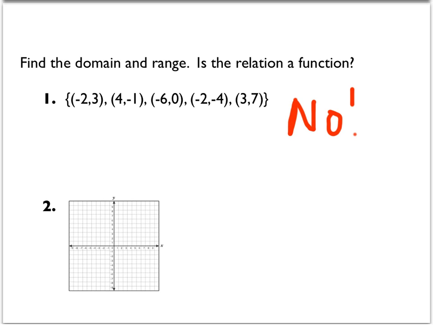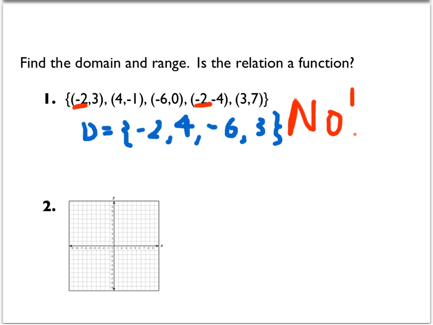And why is this not a function? Well, we have a couple x values that are repeated, as you can see. We have a -2 here and a -2 here. That will disqualify it from being a function. But maybe getting back to just listing the domain and range, a lot of times we would just write it like that and say, here's the domain, and I would just write in what those x values are: -2, 4, -6, and 3, like that.